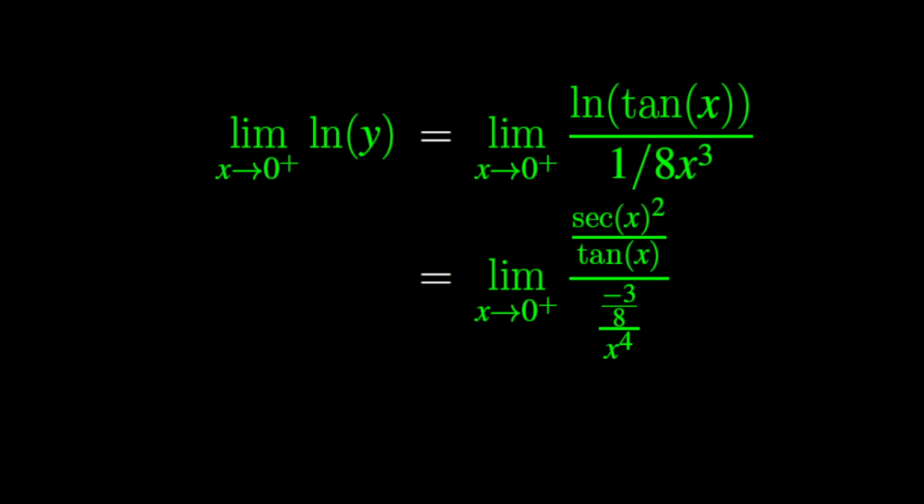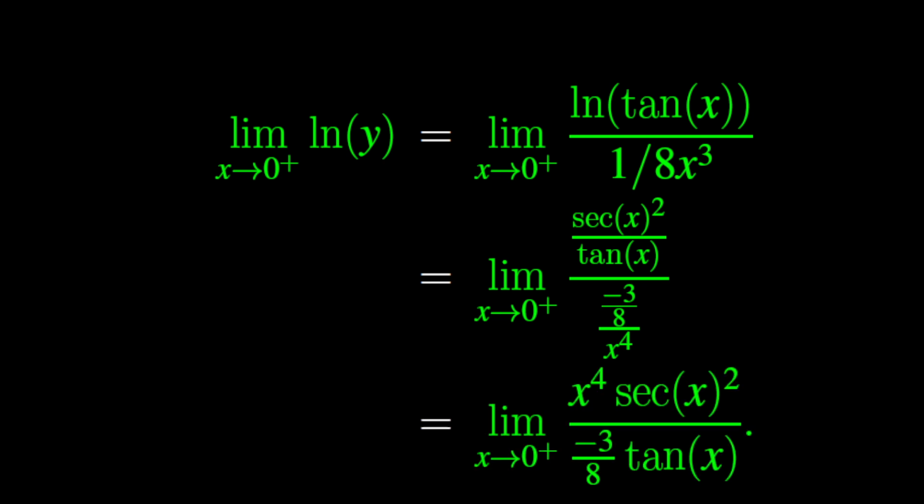We simplify the numerator of logarithm of y as x to the power 4 times secant of x to the power 2 and the denominator as minus 3 over 8 times tangent of x, and take their limit as x goes to 0 plus. We see that both limits are still 0. Consequently, we still have to repeat the process one more time.